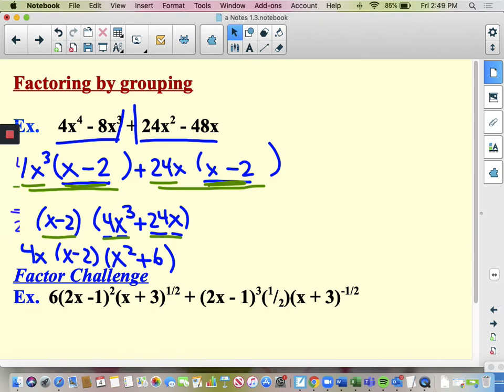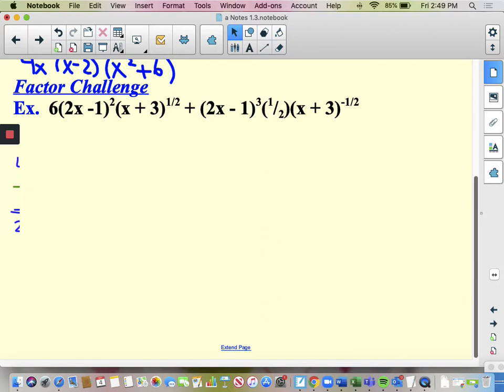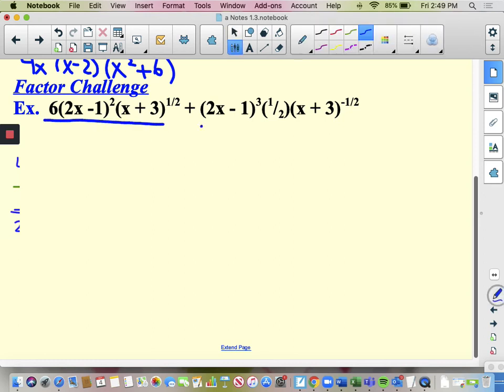Okay, one more, just a fun challenge to kind of put a bunch of ideas together here. Whew, a lot going on in this one anyhow. So looking at all this stuff, okay, first of all, it's a binomial. This is one first term, this is the second term of the binomial, okay? What can you factor out of both?